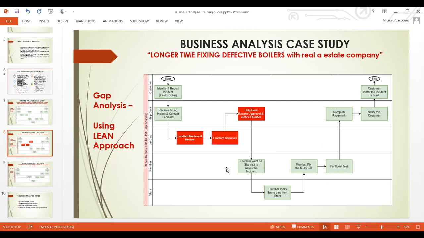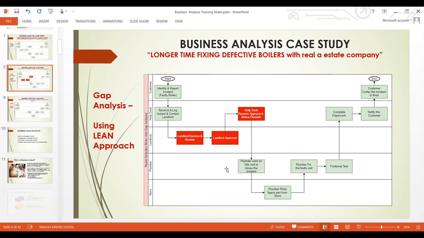You can see the business analysis is not so difficult the way you might be thinking. So that is the case study. If you don't have any question, we crack on.